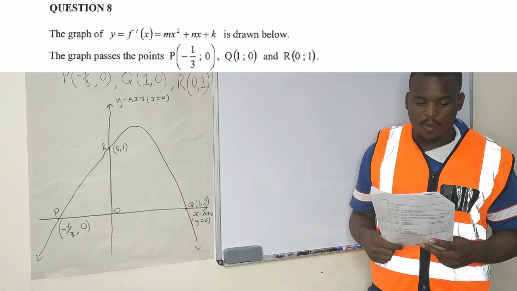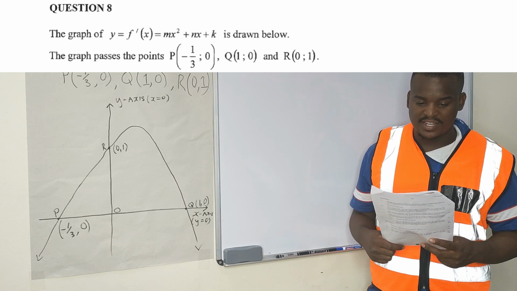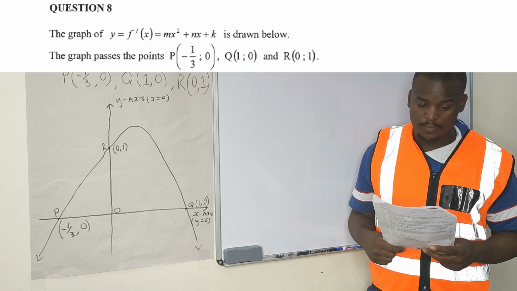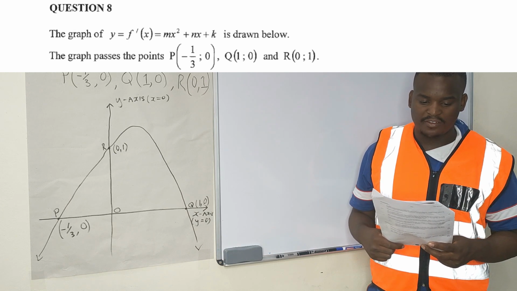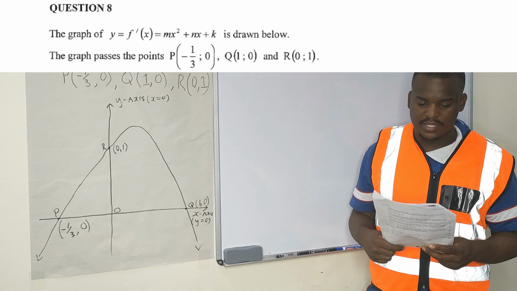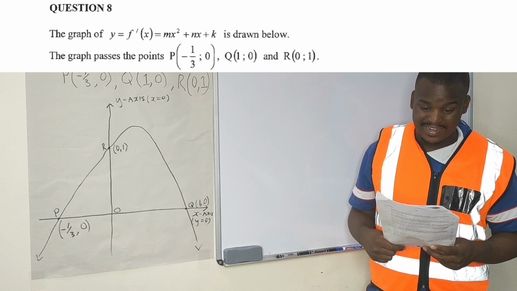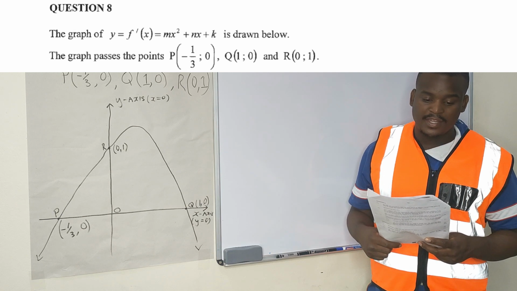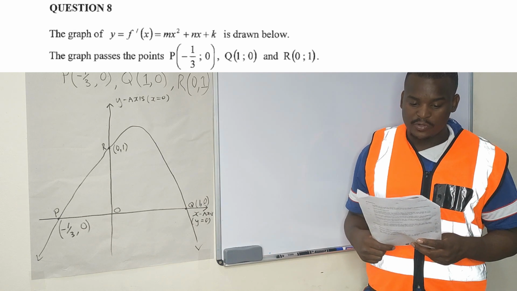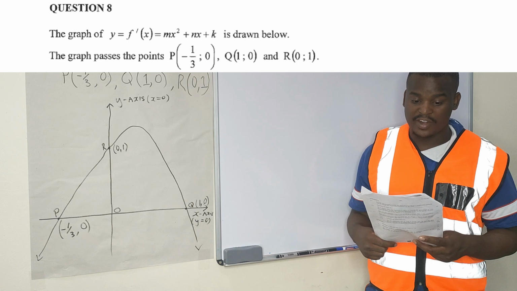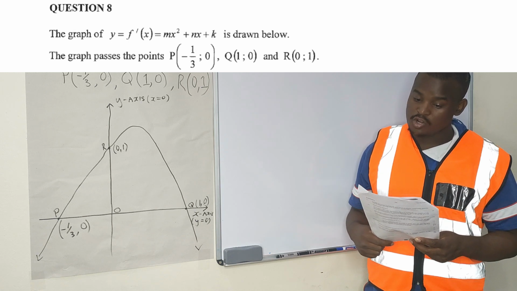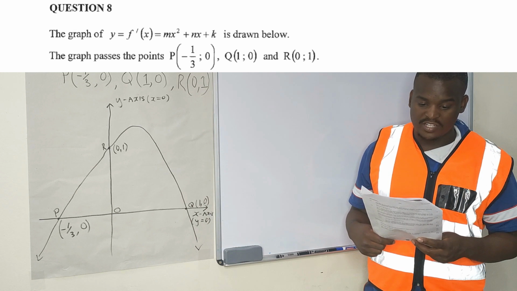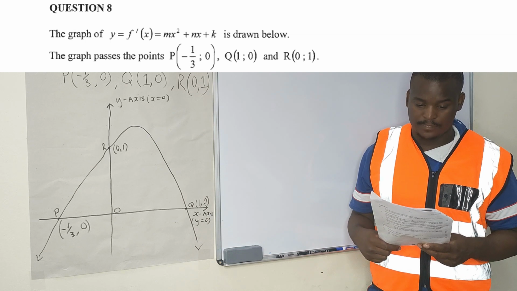The graph of y, which is the derivative of some function f, is drawn below. The graph passes through the points P, Q, and R. Let me read the statement again. The graph of y, which is the derivative of some function f, is drawn below. The graph passes through the points P, Q, and R.